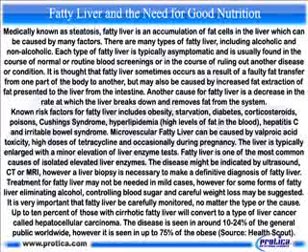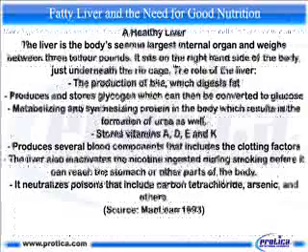Up to 10% of those with cirrhotic fatty liver will convert to a type of liver cancer called hepatocellular carcinoma. The disease is seen in around 10 to 24% of the general public worldwide, however it is seen in up to 75% of the obese. Source: Health Scout. A healthy liver.